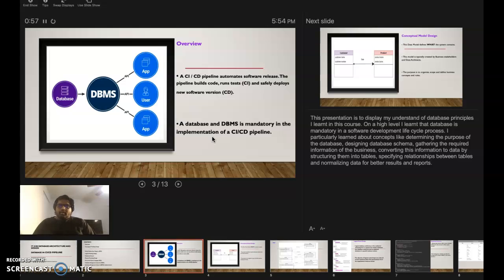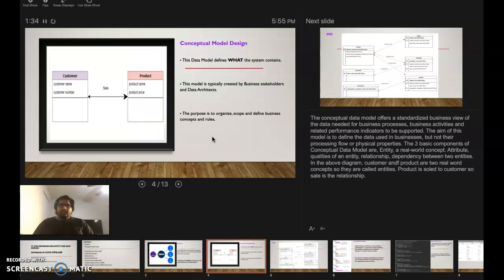So this is an overview about my project. I'm trying to build a CI/CD application. The presentation is to display my understanding of database principles I learned in this course. On a high level, I learned that database is mandatory in the software development lifecycle process. I particularly learned about concepts like determining the purpose of the database, designing database schema, gathering the required information of the business, converting this information to data by structuring them into tables, specifying relationships between tables, and normalizing data for better results and reports.